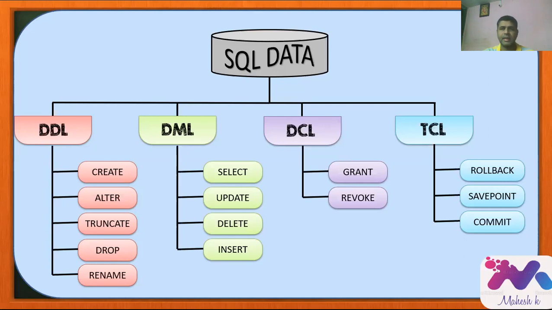Next, DCL, Data Control Language. There are two options: grant and revoke. Grant means you are going to give the permission. Revoke means to take back the permission, in MySQL under the DCL.